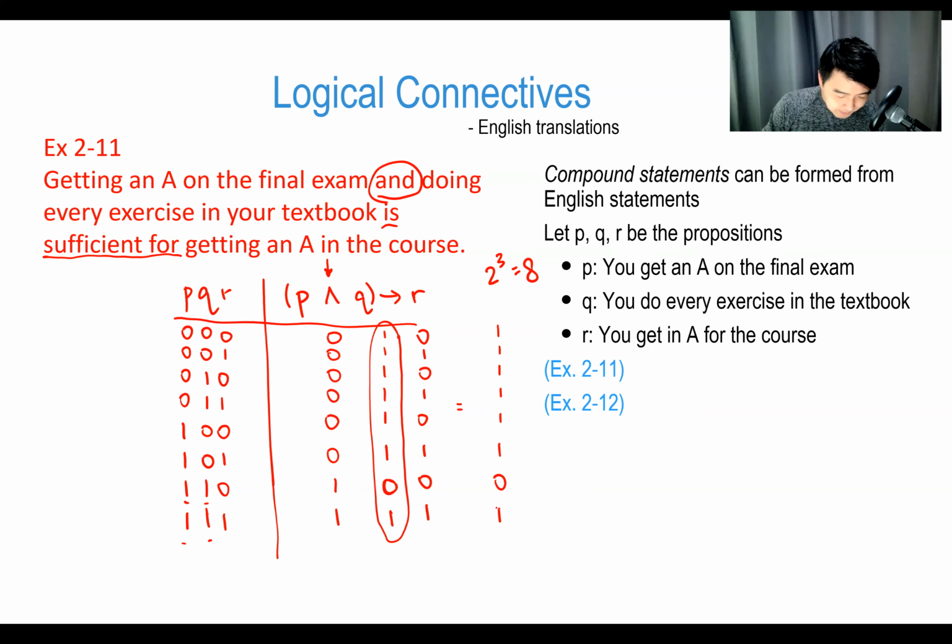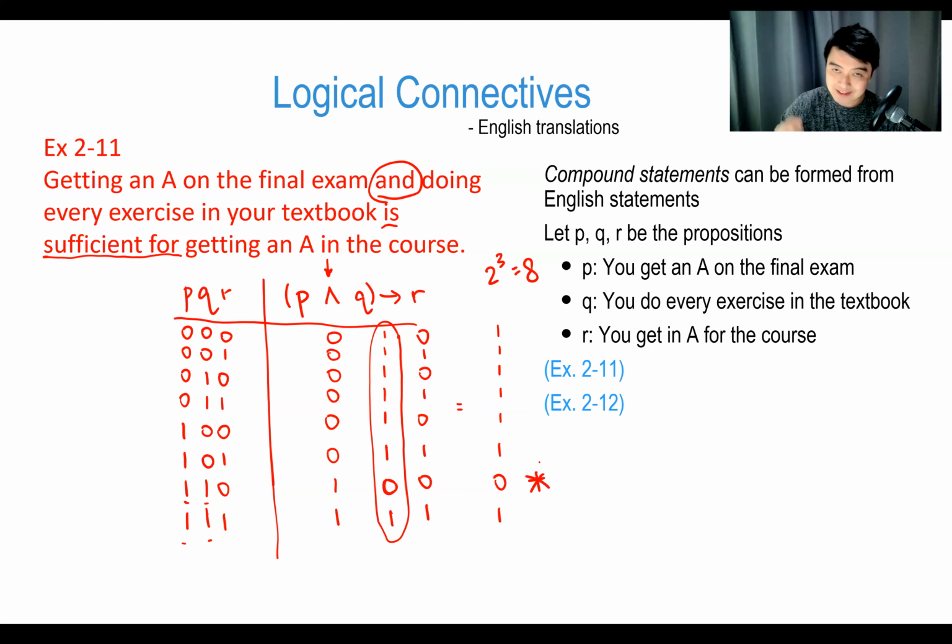Okay, now let's see if we can pick some meaning out of this. What does the truth table actually tell me? Well, it tells me, for one thing, when this compound statement is true and when it is false. So if you look back at this statement as saying getting an A on the final exam and doing every exercise in the textbook, if you do these two things, this is going to guarantee that you get an A in the course. Now notice that if I tell you this rule, this implication is not falsified under any condition except for the second to last one.